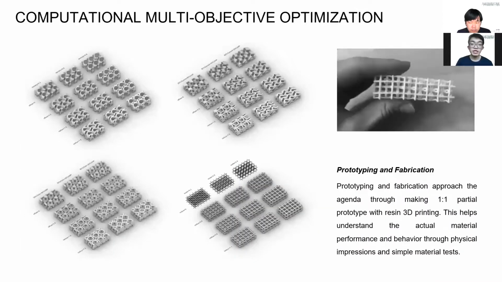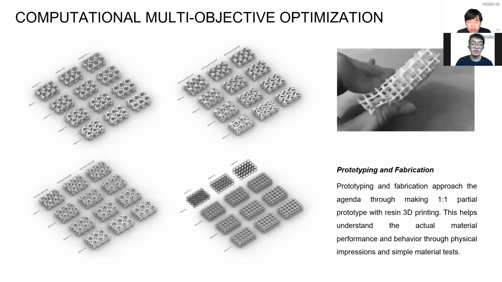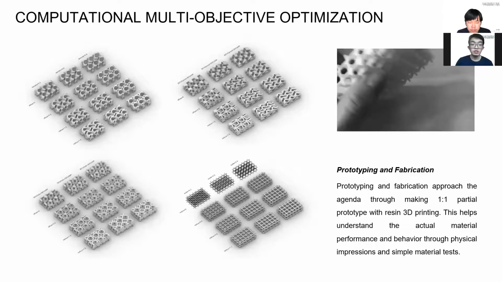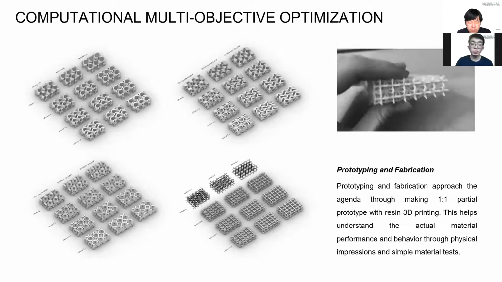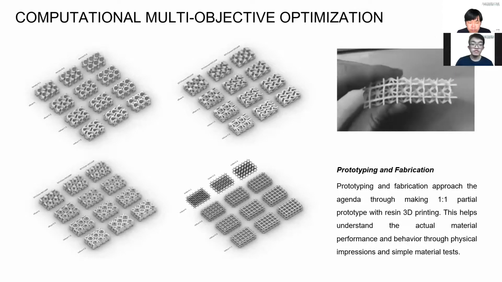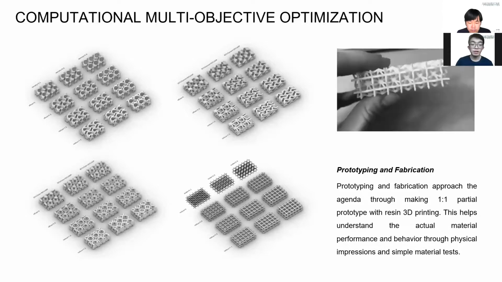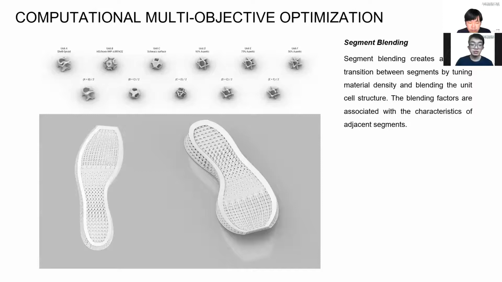Prototyping and fabrication approaches the agenda through making one-to-one partial prototypes with resin 3D printing. This helps understand the actual material performance and behavior through physical impressions and simple material tests. Segment blending creates a smooth transition between segments by tuning material density and blending the unit cell structure. The blending factors are associated with the characteristics of adjacent segments.